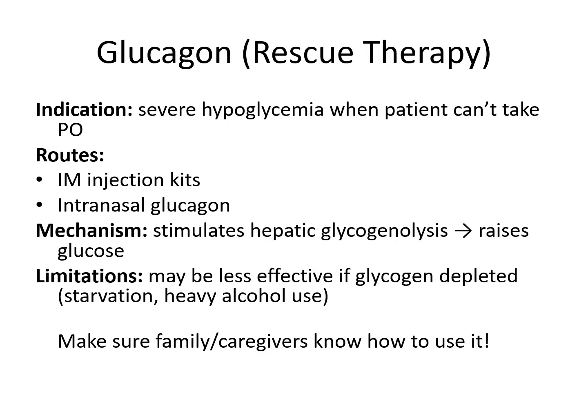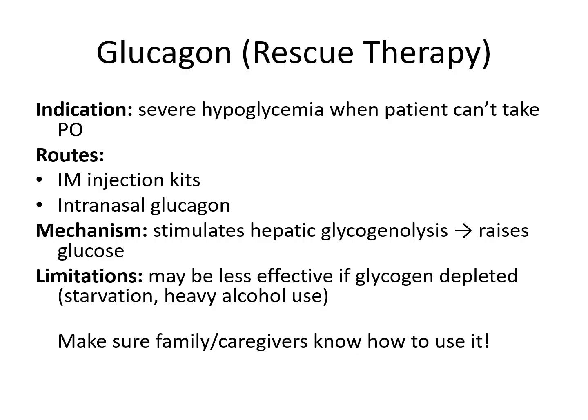Glucagon is rescue therapy for severe hypoglycemia, specifically when a patient is unable to take anything by mouth. For example, if they're unconscious, they're seizing, or they're unable to swallow safely. In the outpatient setting, we can administer glucagon through IM injection using a kit or as intranasal glucagon, which has made administration very simple for caregivers. If we look at the mechanism, glucagon works by stimulating hepatic glycogenolysis. It signals the liver to break down stored glycogen into glucose, so that raises blood sugar.